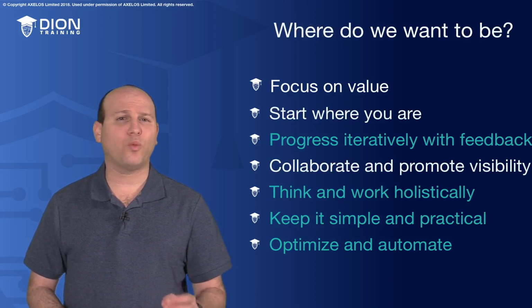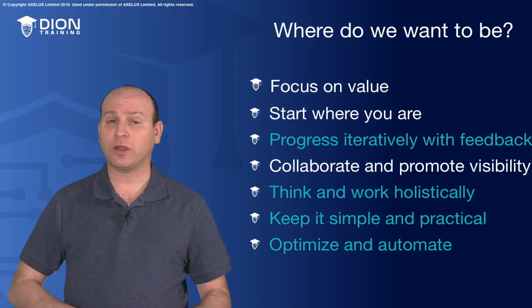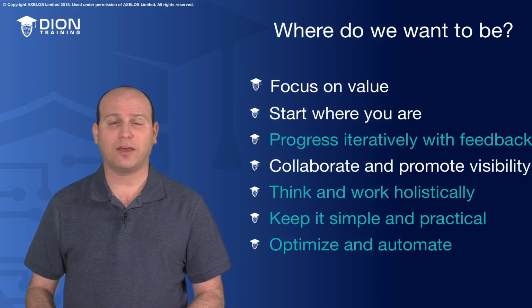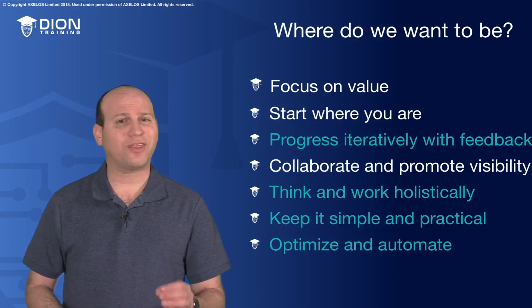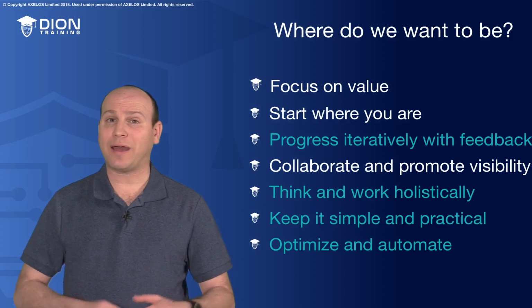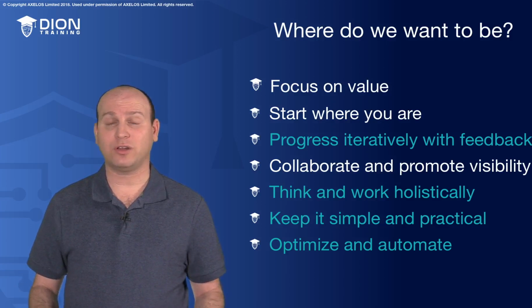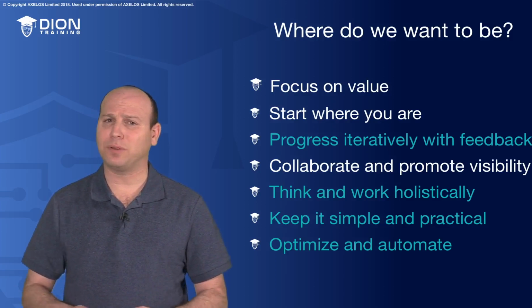Third, we want to go to where do we want to be. This is where we're going to progress iteratively with feedback. We're going to start setting out goals and start some things into motion. We also want to think and work holistically so we can think about how it's going to affect the entire organization. We also want to think about keeping it simple and practical.